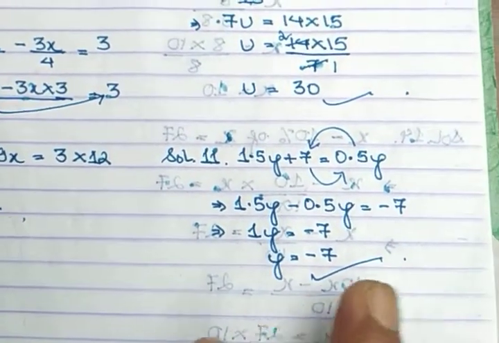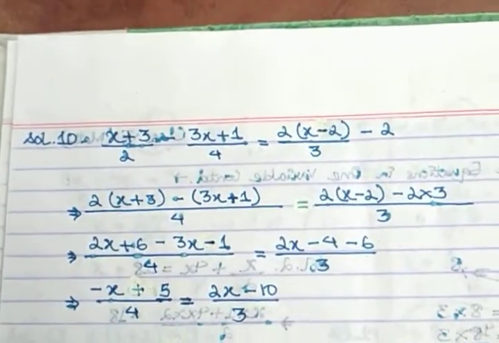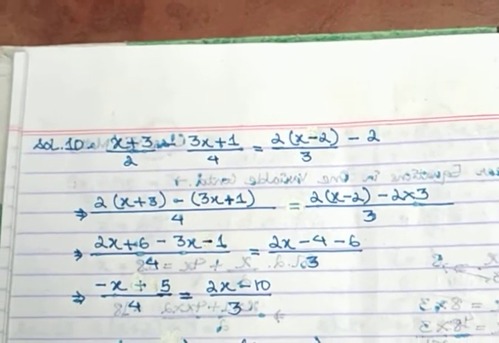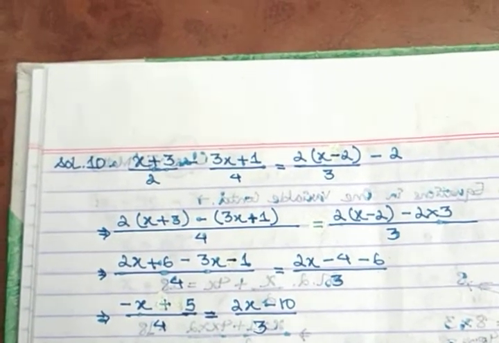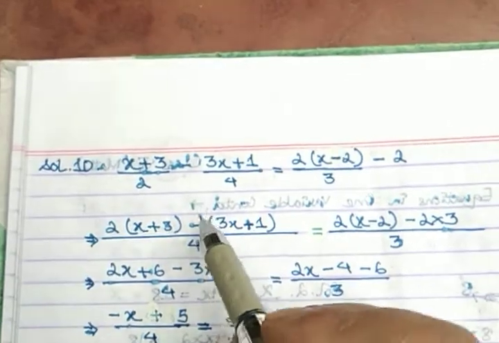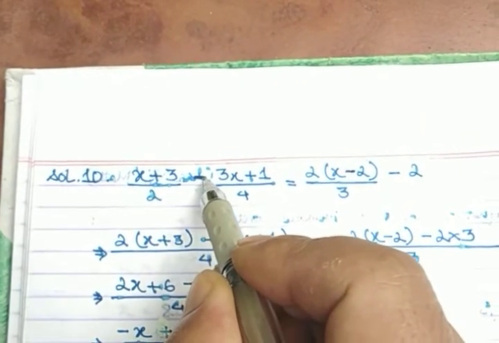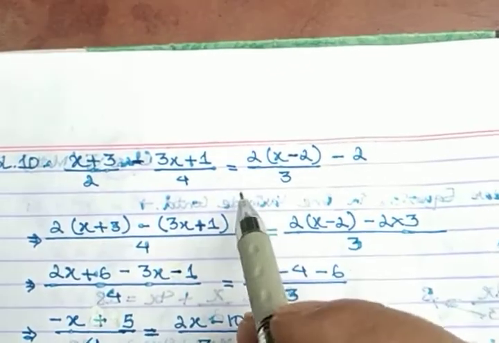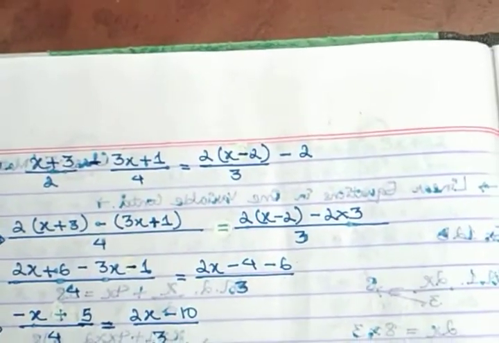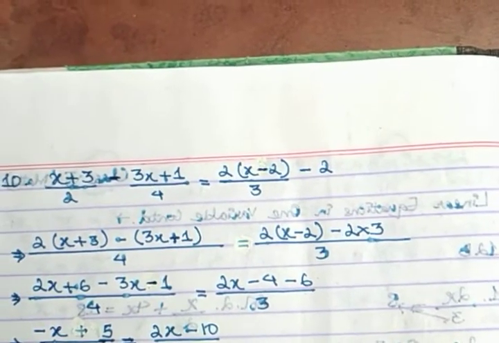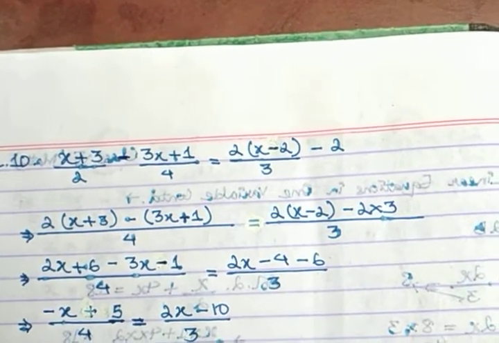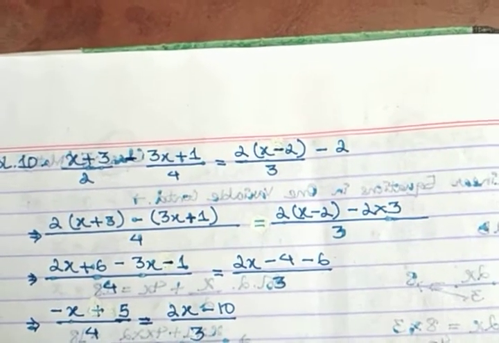Okay. Now in this one, it looks like a bit complicated one, isn't it? But actually it's easy. Okay. So question number 10, what we have here is x plus 3 divided by 2, and we have minus 3x plus 1 divided by 4 equals 2 into x plus 2 divided by 3 minus 2 on the right side. Both the left side and the right side, we got variables as well as fractional forms, that too with subtraction relation.